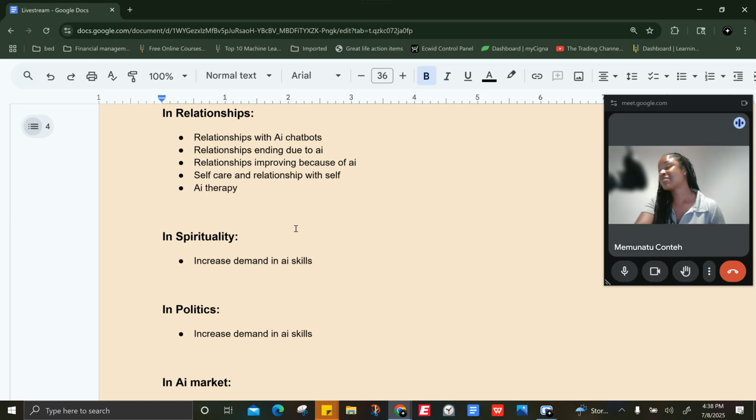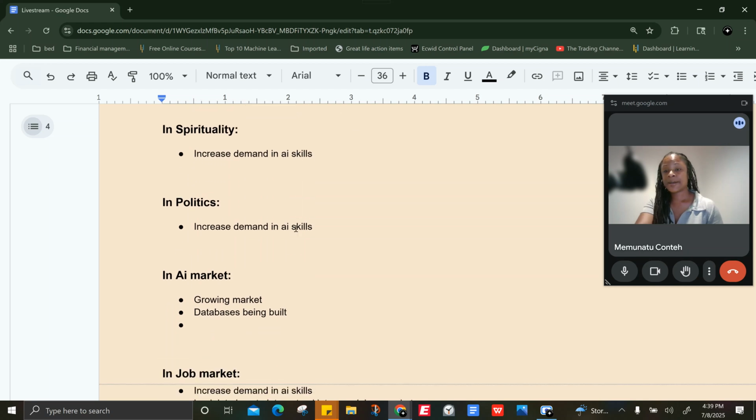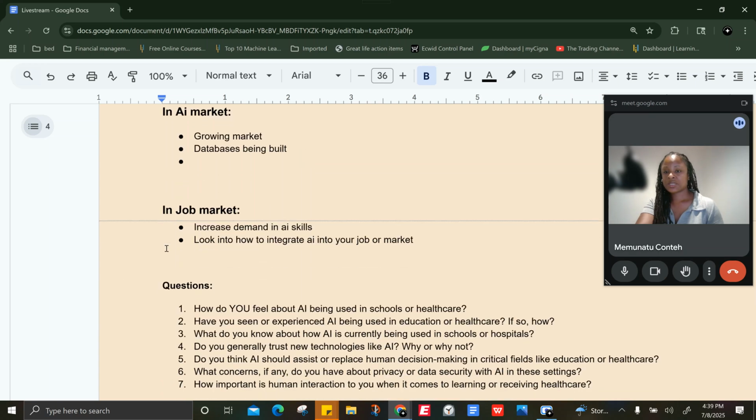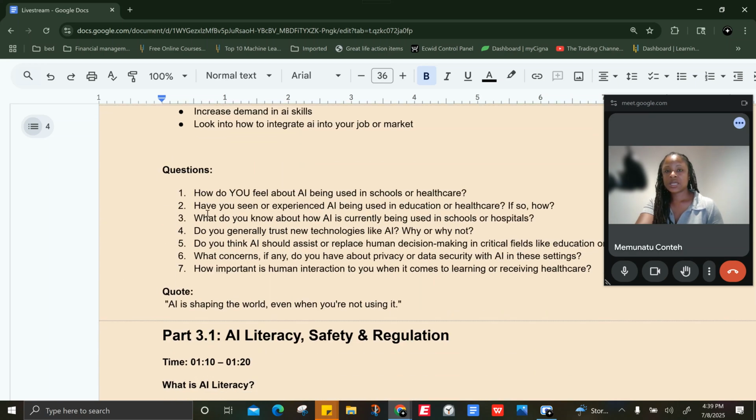And like I've said before, it is a technology that aims to please. It's very much a people pleaser technology. So it's important to just be aware when you're having these conversations and realizing that the bond that you have with it is not real. It's a one-way bond. It really is. We've talked about AI in politics, AI market, job market, and so that's the culture roundup of AI that I have for you so far.